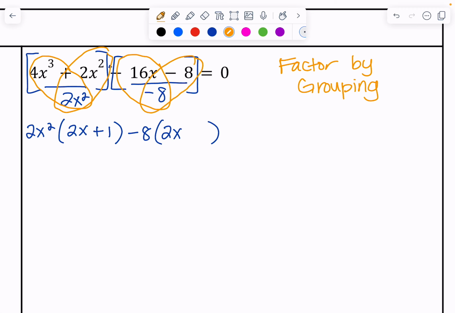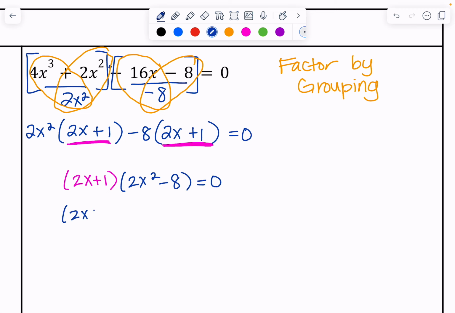And negative 8 divided by a negative 8 would be plus 1 equals 0. Now here we have 2x plus 1, so it's kind of like we are combining like terms. So we have 2x plus 1, and then we are left with 2x squared minus 8 equals 0. 2x plus 1 is totally factored, but 2x squared minus 8 we can divide by a GCF of 2. So if I take a 2 out from here, I'm left with 2x squared minus 4 equals 0.